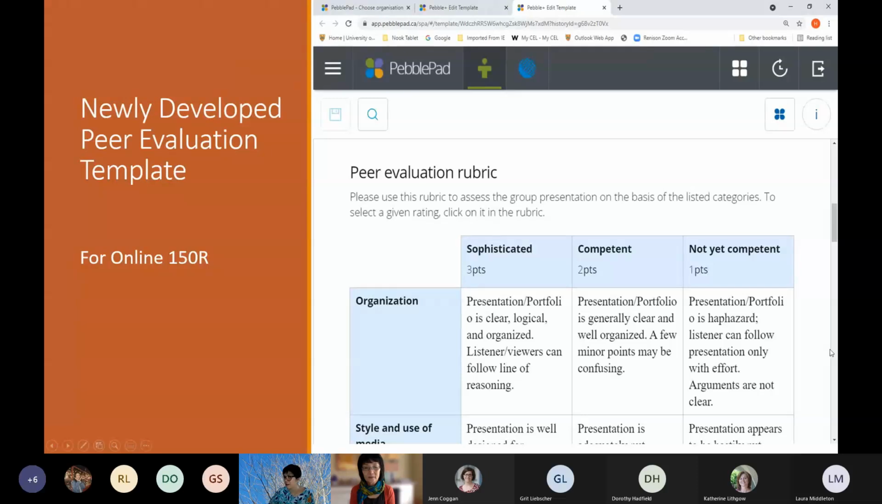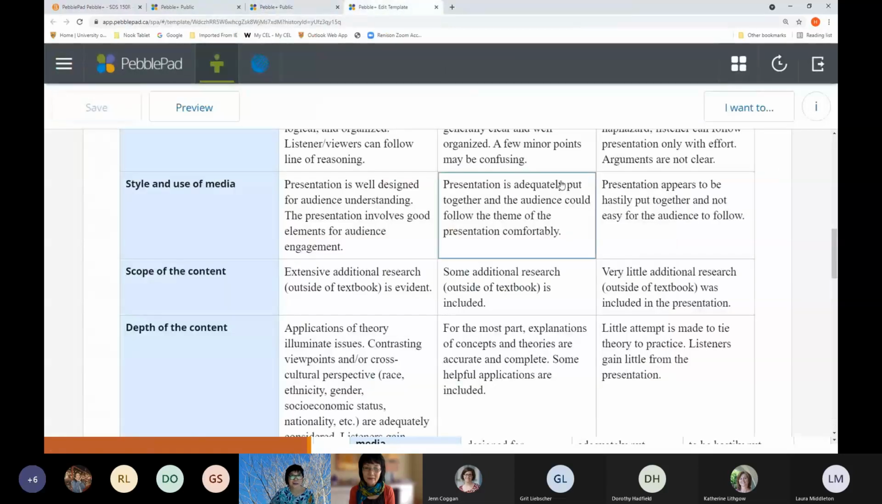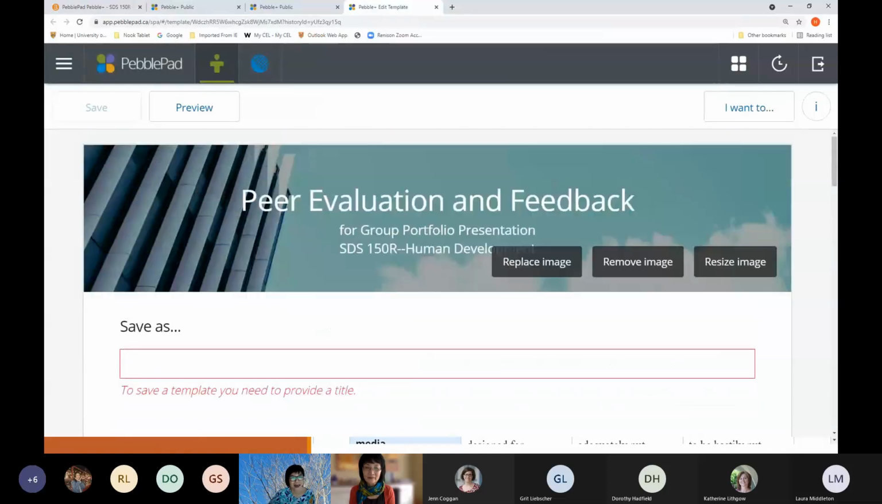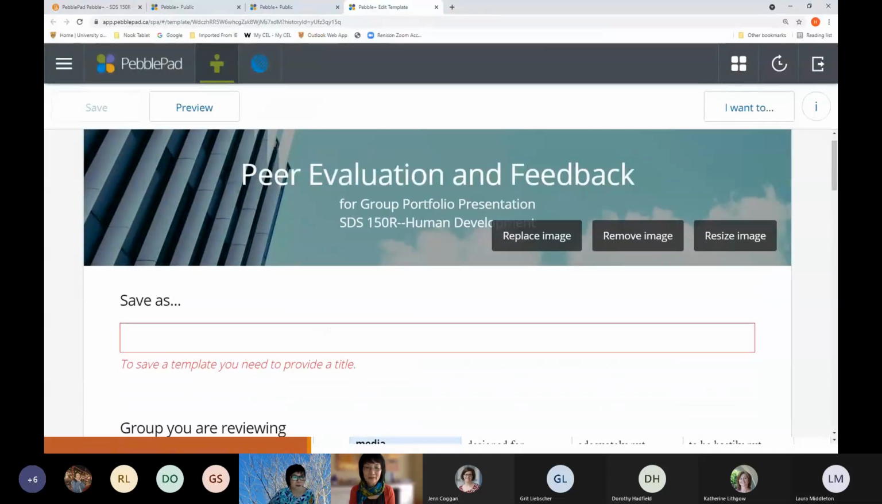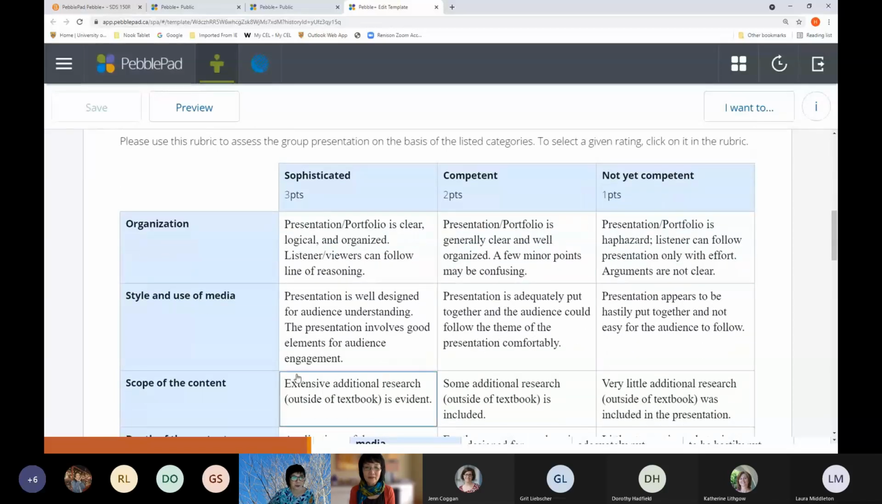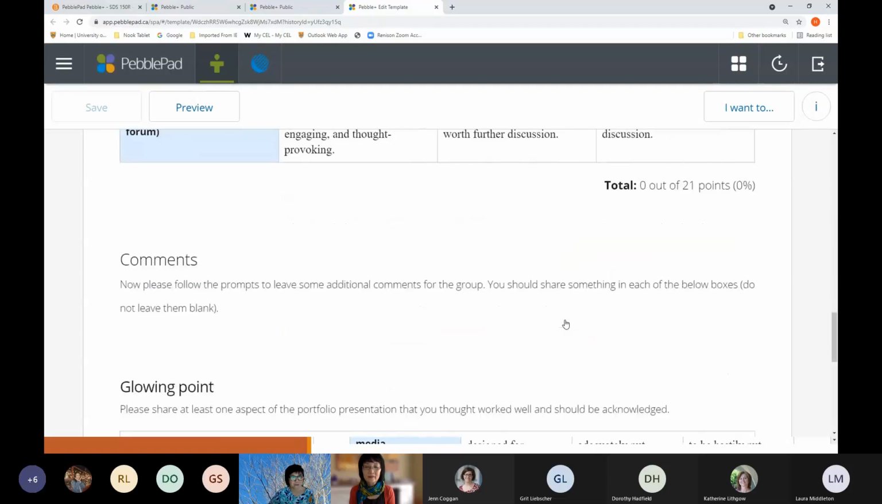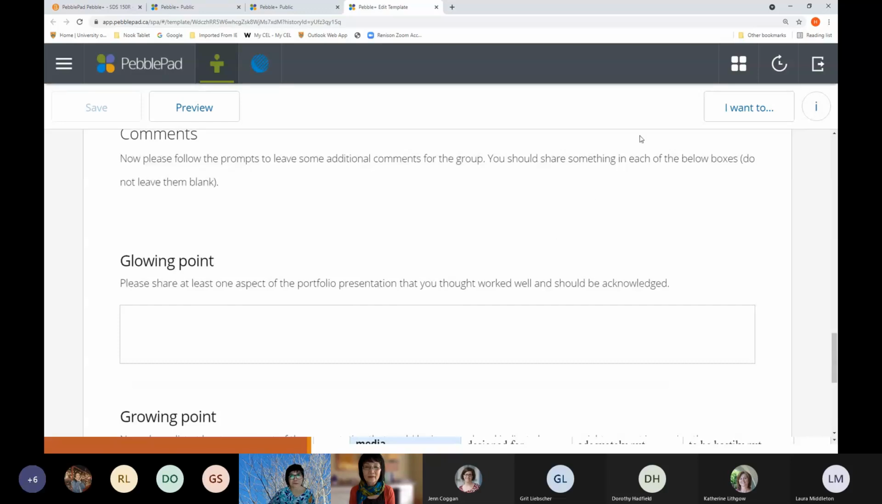Now with the help of Daniel from the Center for Extended Learning, this is the online peer evaluation form that we are going to use for our online course. You can see that this is a rubric that Daniel helped us put together, and students can do all the assessment on this rubric, and then give comments here as well.